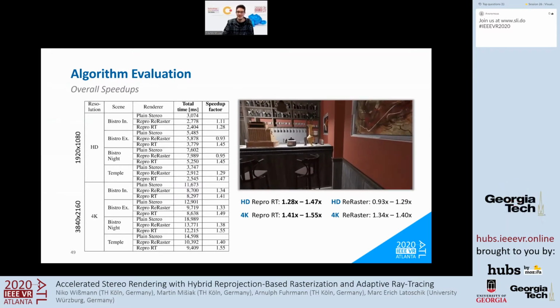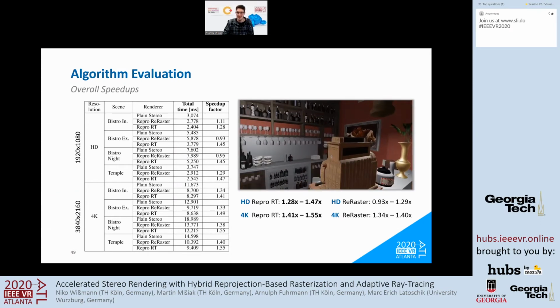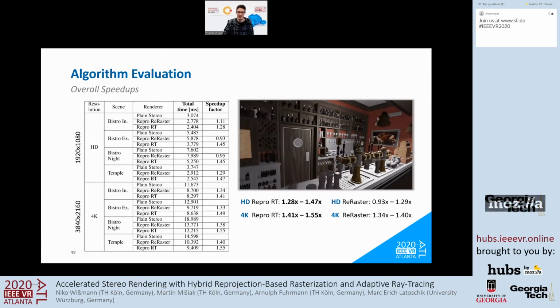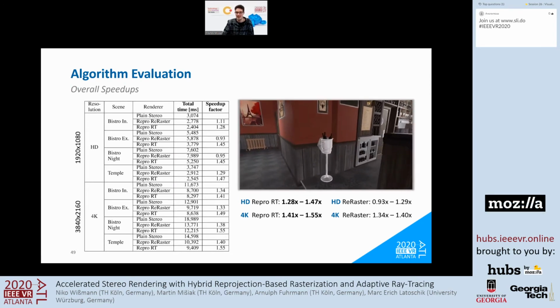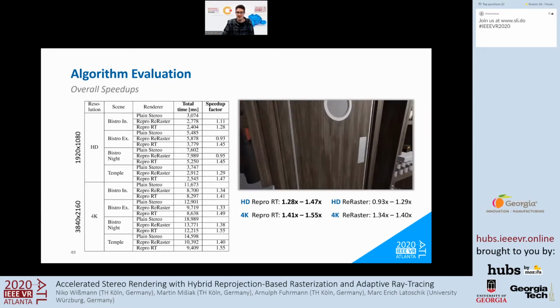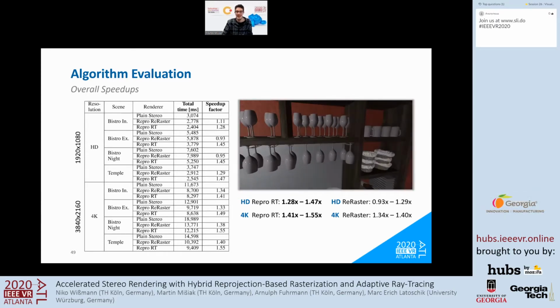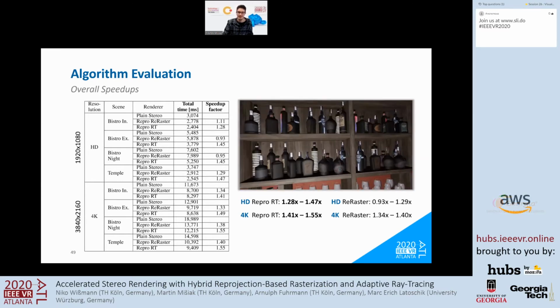Our 3 test systems were Plain Stereo, which is our reference system, Repro ReRaster, our reprojection algorithm with the rasterization-based hole filling, and Repro RT, which is our reprojection algorithm with the ray-traced hole filling. The total time encompasses the costs of rendering the left eye and the reprojection step. The 2 main results are the following.